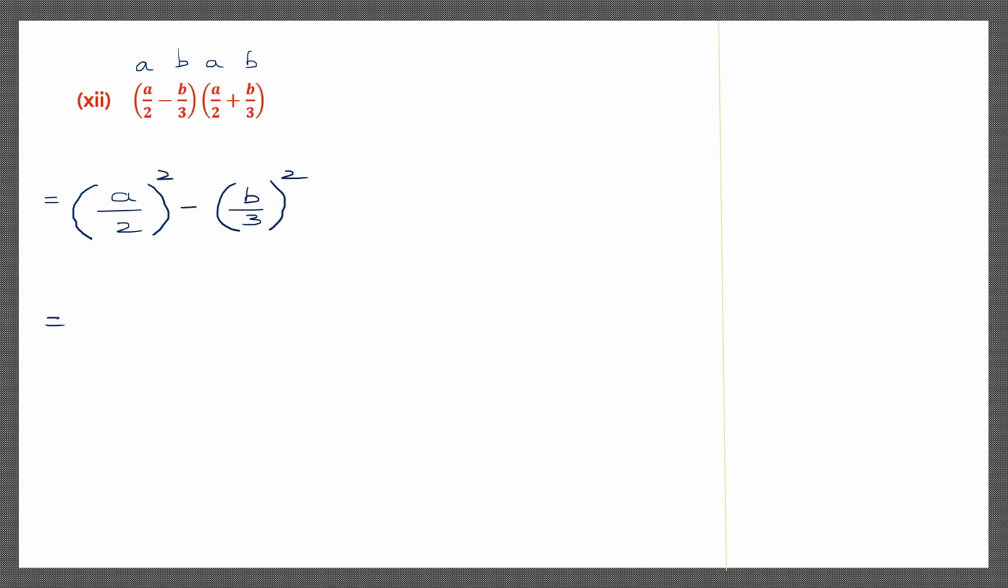So square of this and square of this. That means we are going to multiply a twice and 2 twice. So that will be a into a is a square. 2 2's are 4. Minus, similarly here also b we're going to multiply twice and 3 we're going to multiply twice. b into b is b square and 3 into 3 is 9. So this is our answer. a square by 4 minus b square by 9.